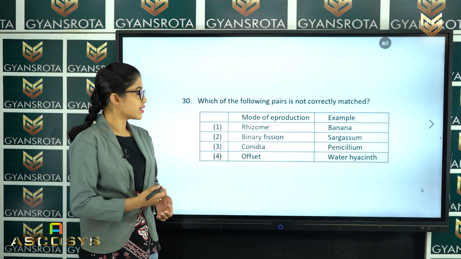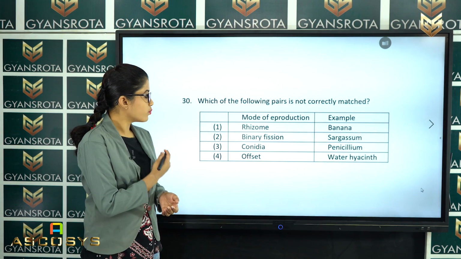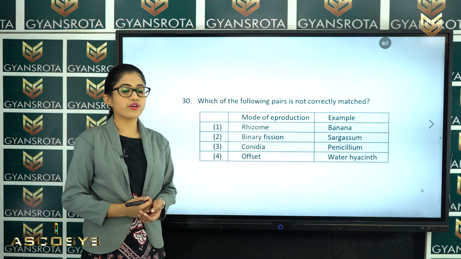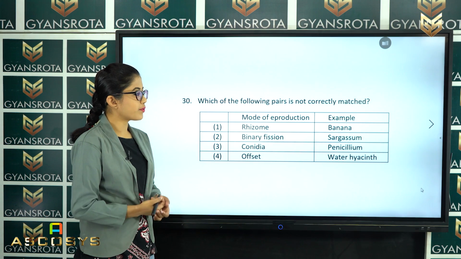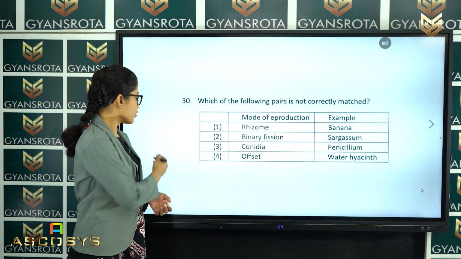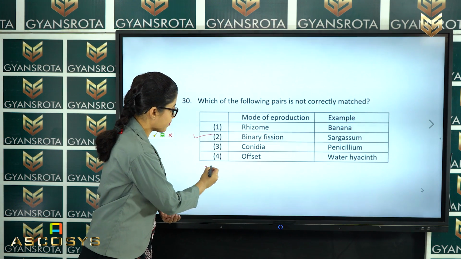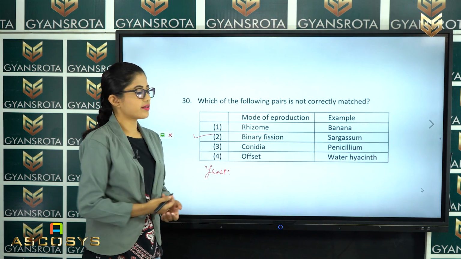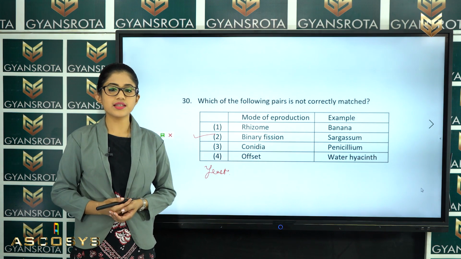So, among these 4 options, what is the correct answer? Options number 1, 3 and 4 are correctly matched, but in option number 2 it is written that binary fission is the mode of reproduction of sargassum, which is incorrect, because for binary fission the example is yeast, that is Saccharomyces cerevisiae, but it is written sargassum. So, option number 2 is the correct answer to this question.